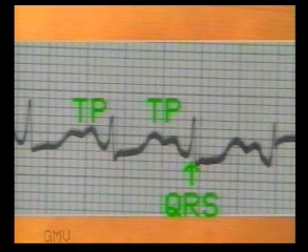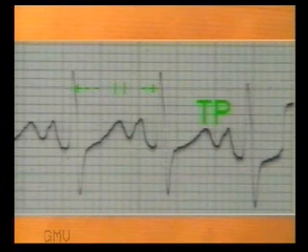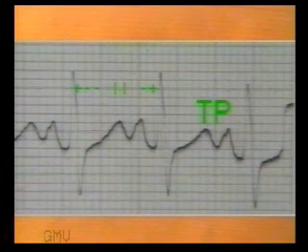Presence of a P wave is another definite indication of supraventricular origin. Then calculate the rate. In this ECG, the RR interval is 11 millimeters, so the rate is 145 per minute. P waves are normal, so this is sinus tachycardia. If the rate is 100 to 150, it is termed sinus tachycardia. And if it is more than 160, it is supraventricular tachycardia.